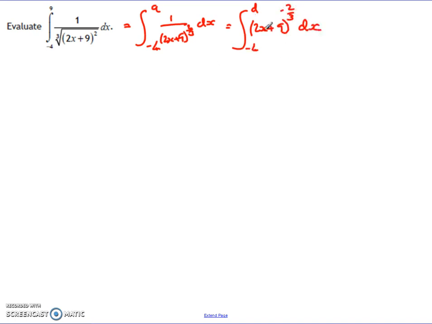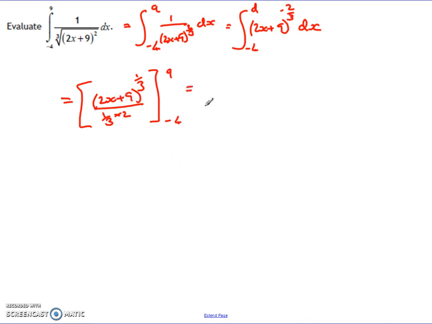Now, remember, when we integrate this, we raise the power by 1, divide by the new power, and then divide by the derivative of what's in the bracket, which in this case will just be the coefficient of x. So what I then get when I integrate it is 2x plus 9, -2/3 plus 1 gives me 1/3, and then it's divided by 1/3, and also divided by the 2, so multiply the bottom there by 2. And that's between -4 and 9.